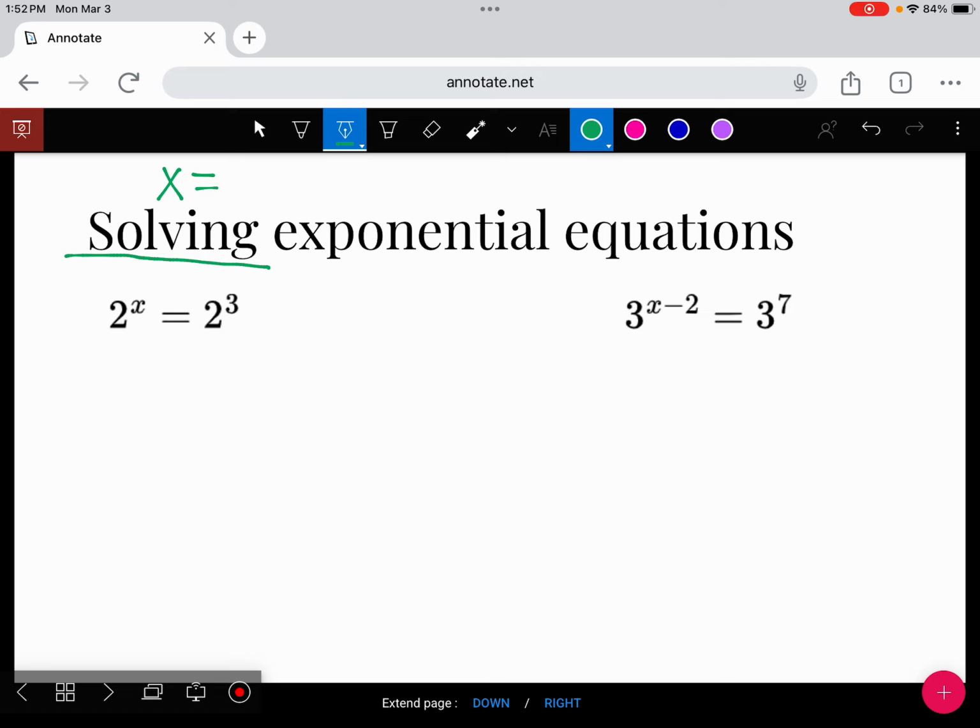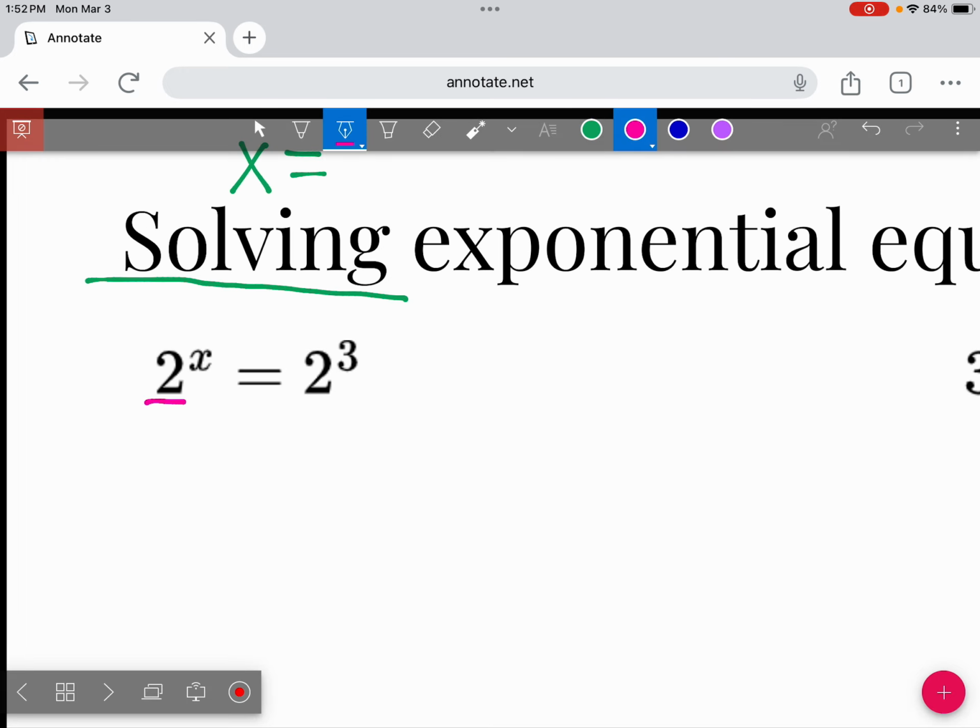3. The only thing x can be that will make these two things equal to each other is 3. If x is anything but 3, they do not equal each other. So as long as our bases are the same, since I have a 2 to the x and a 2 to the third, I can look at just my exponents. I want to know when this x exactly equals that exponent 3. And in this case, that's all we had to do. That's our first solution.